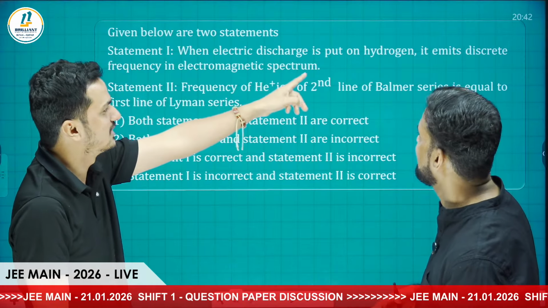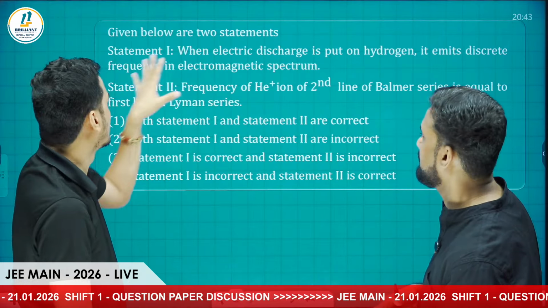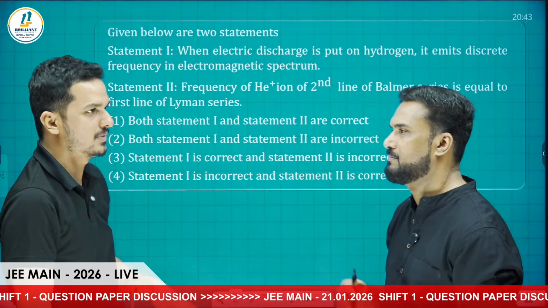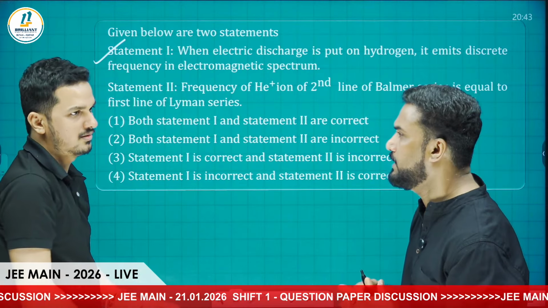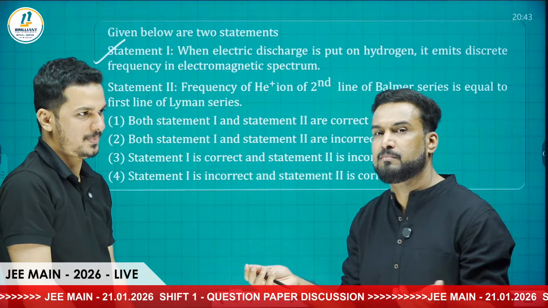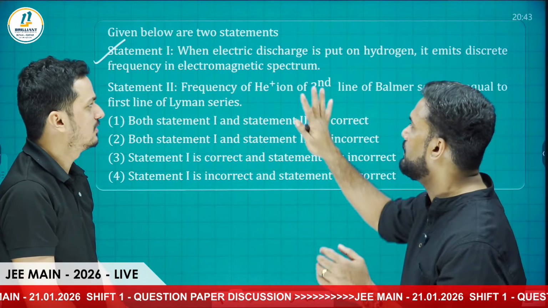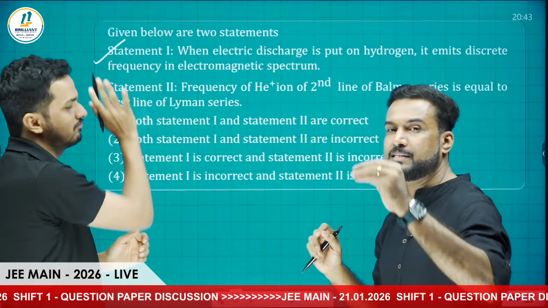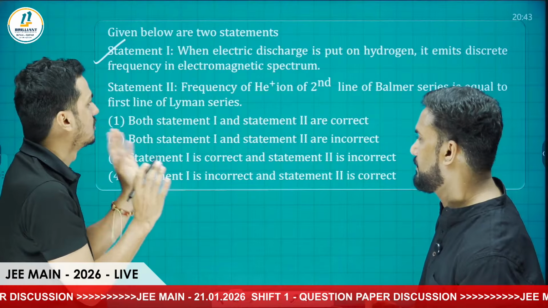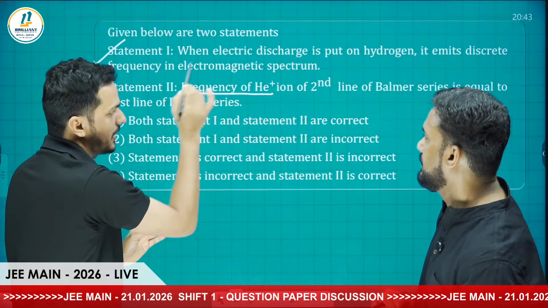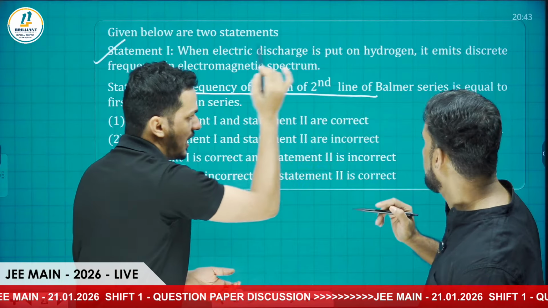When electric discharge is put on hydrogen, it emits discrete frequencies in the electromagnetic spectrum. That is what is called the hydrogen spectrum. When electric discharge is passed through hydrogen, it splits into hydrogen atoms and the electron absorbs energy. That is the basic idea of how hydrogen exhibits its spectrum. Everyone knows that one.